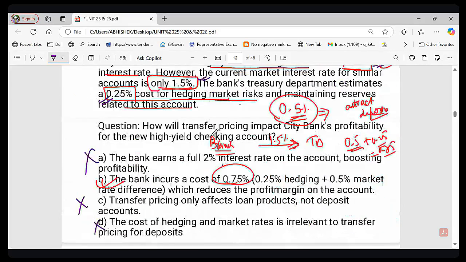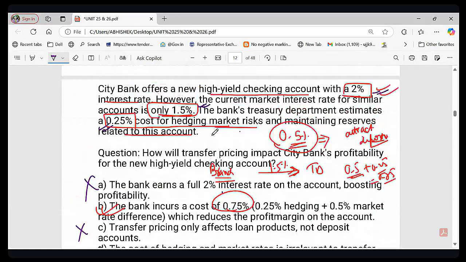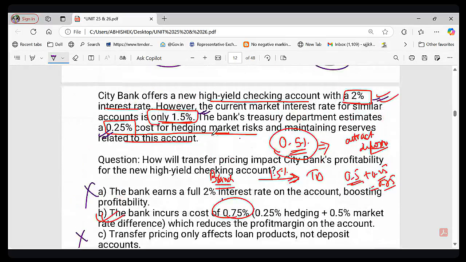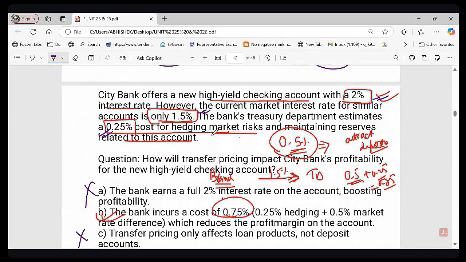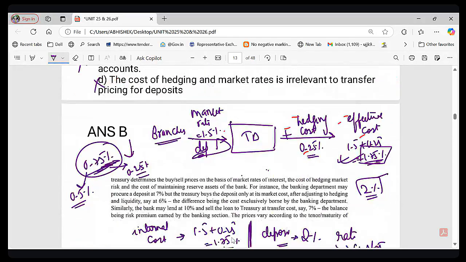So in a way the bank is making a trade-off. The bank is incurring a 0.75% loss, but it is gaining more and more customers in the form of deposits. Now I hope it is clear, right? Okay, fine. I hope every concept is clear now. Treasury sitting FD loan rate.